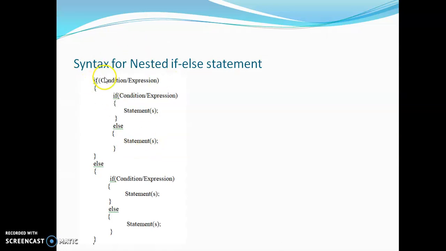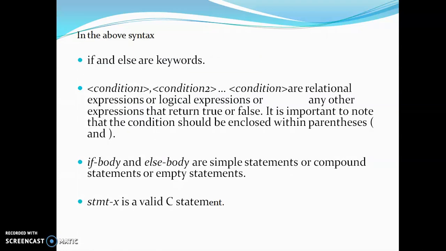And if condition 1 fails at the beginning, then it comes to the else part. This else belongs to the first if condition, and your third condition is checked by the compiler. If it is true, then this statement is executed. If condition 3 fails, then this statement is executed. This is how the syntax of the nested if else statement works.